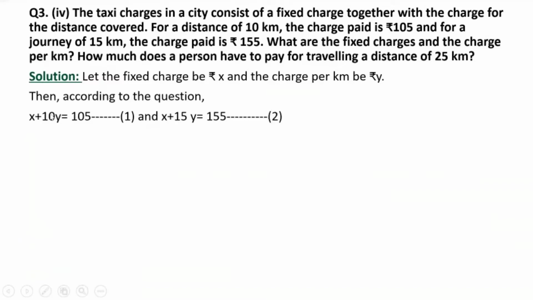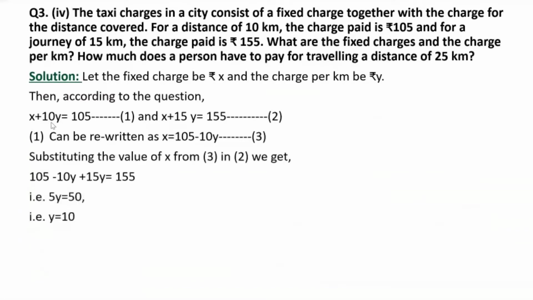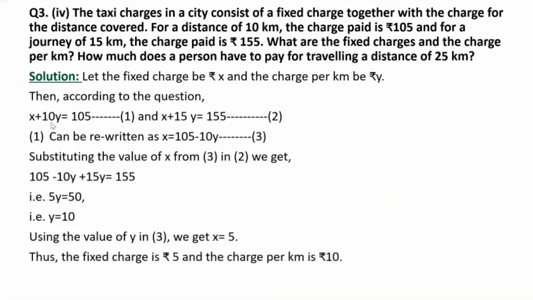Now, from the first equation, I will find out the value of x, which will come out to be 105 minus 10y. I will substitute it in this one, get the equation in one variable, solve it to get the value of y. Once I know the value of y, I can find out the value of x as 105 minus 10y. So this has been done for you. You can always pause and watch the video and see how it has been done. Your answer will come out to be fixed charge is 5 and the charge per kilometer is 10.